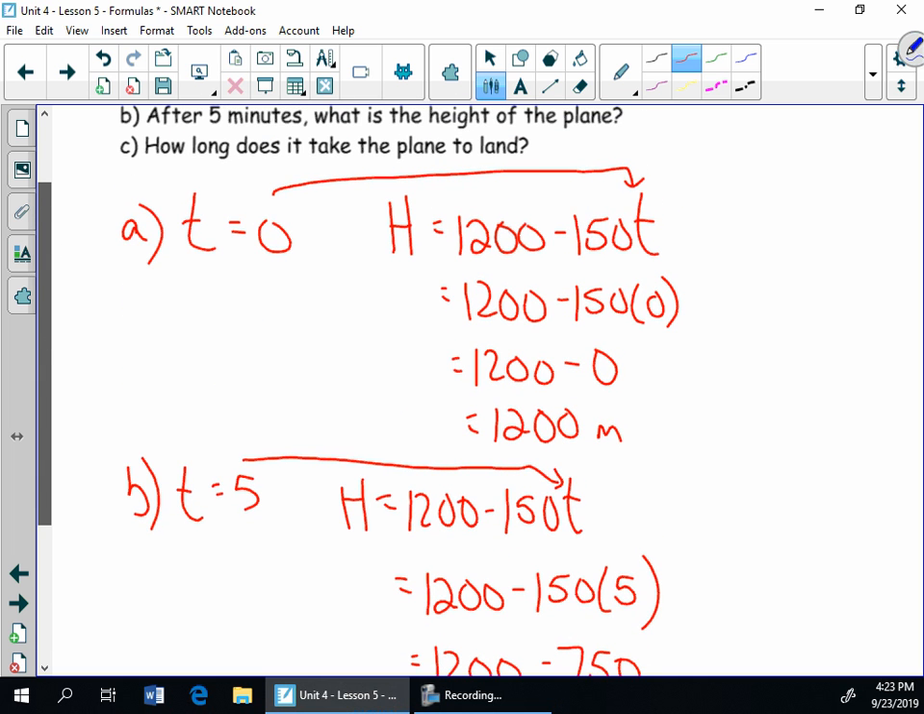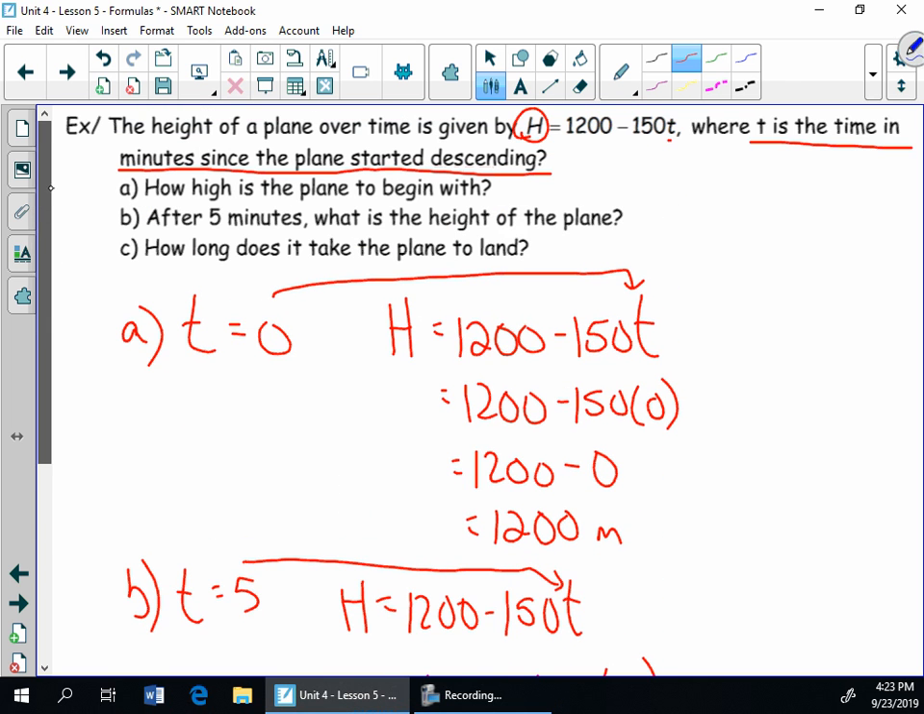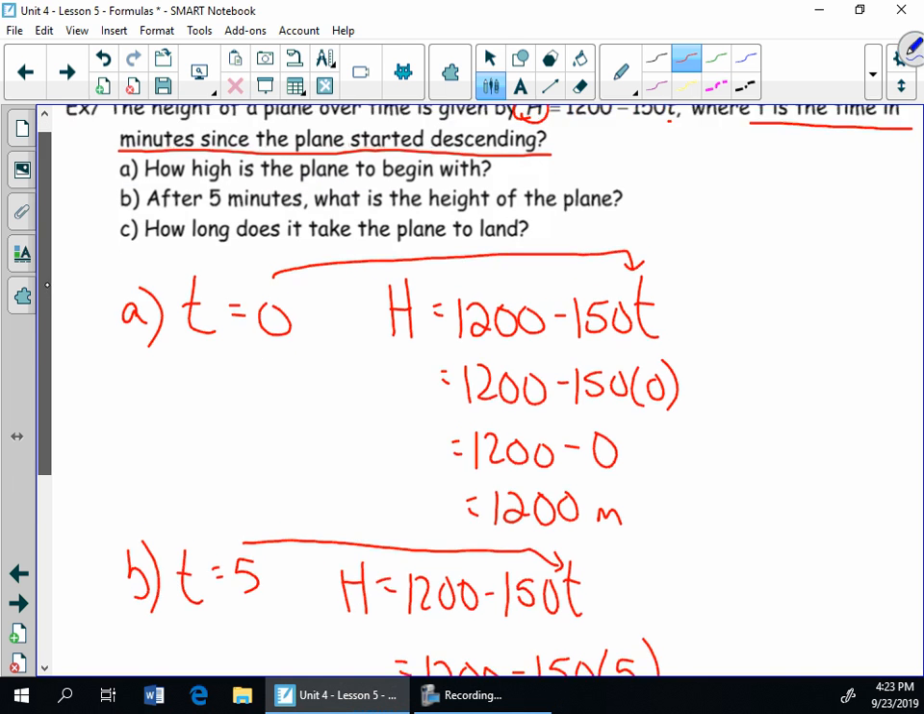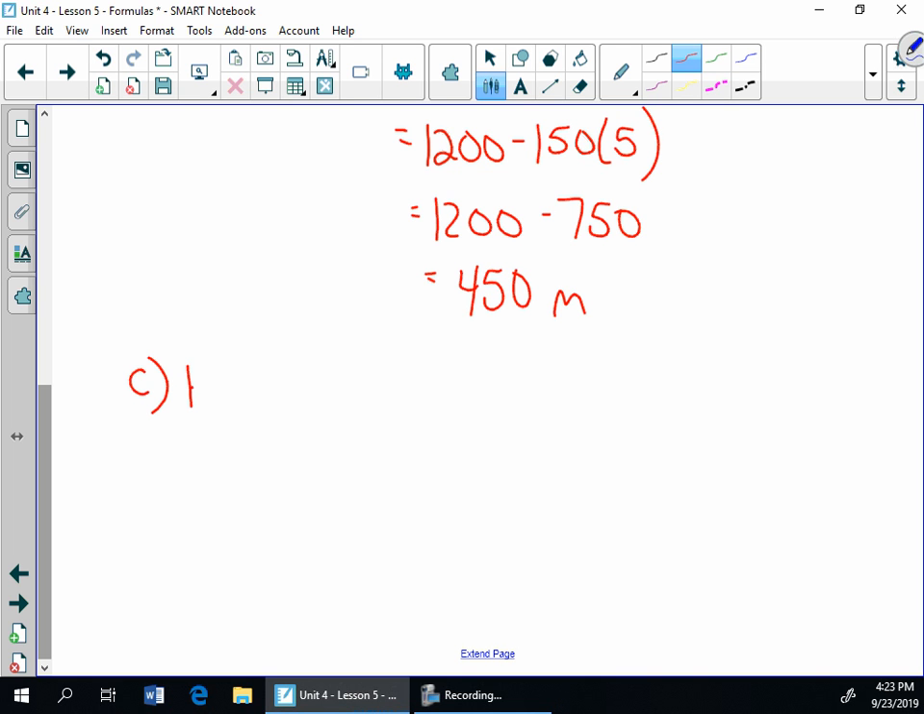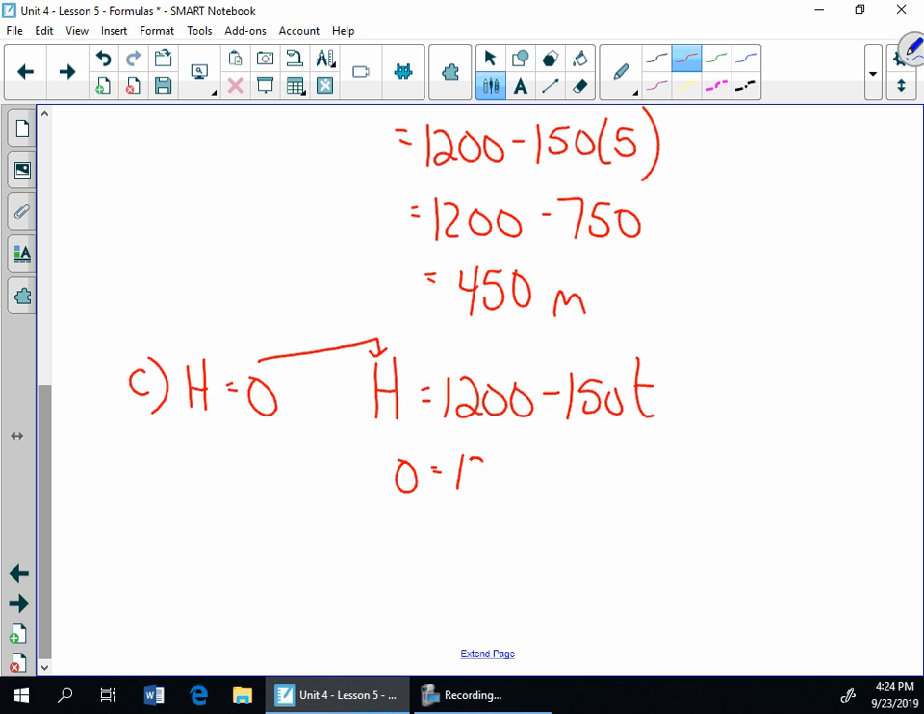Okay, part C, how long does it take the plane to land? How long? They didn't give me a number there. What do I know about when planes land? Well, when planes land, they're on the ground. In other words, their height is 0. So I want to figure out when does my height come out to 0. So same equation, but I'm putting 0 in for h this time. Oh, I've got something I need to solve.